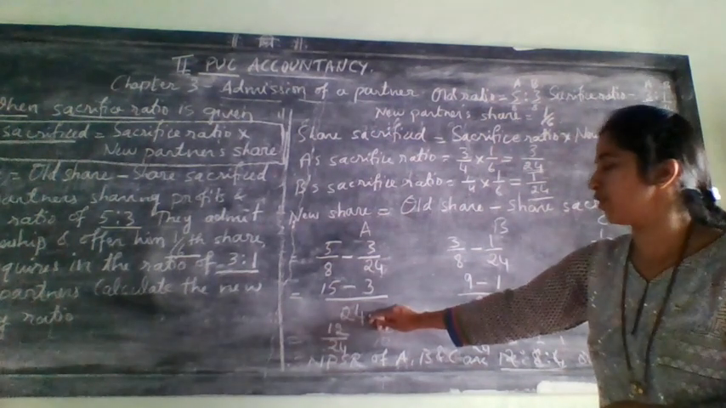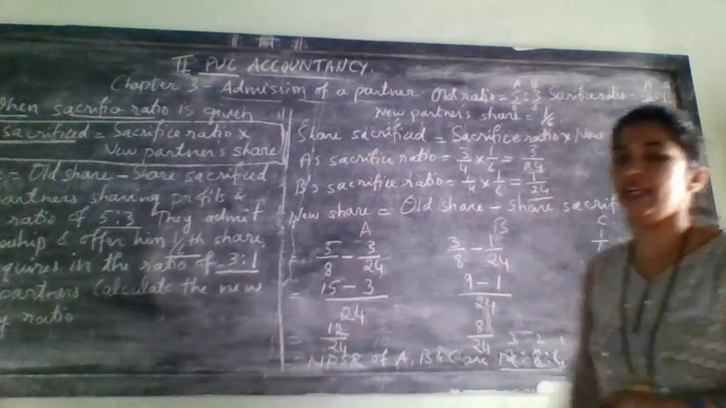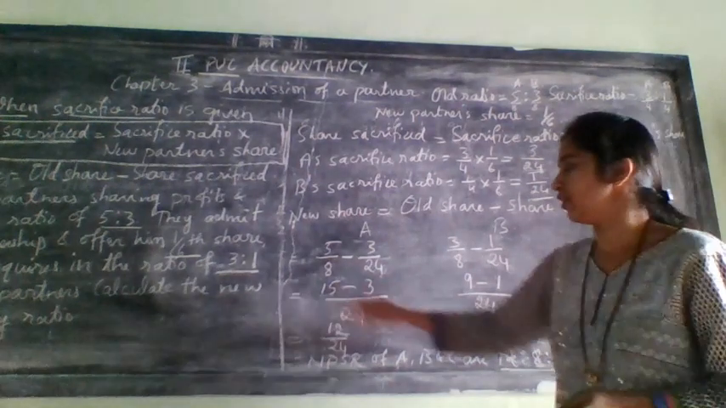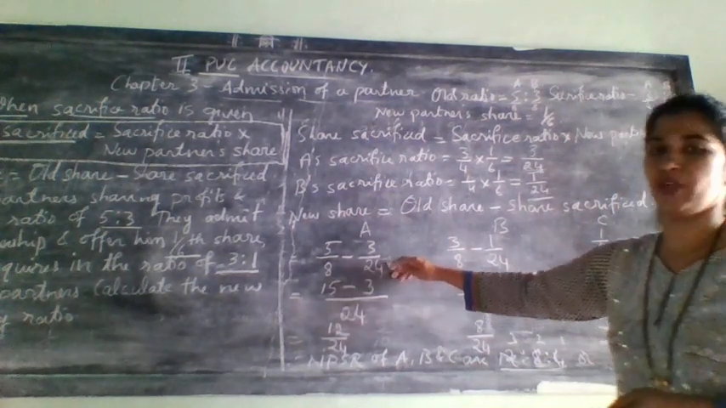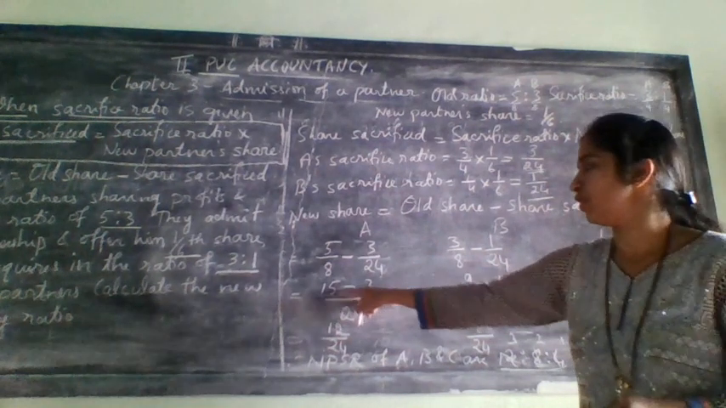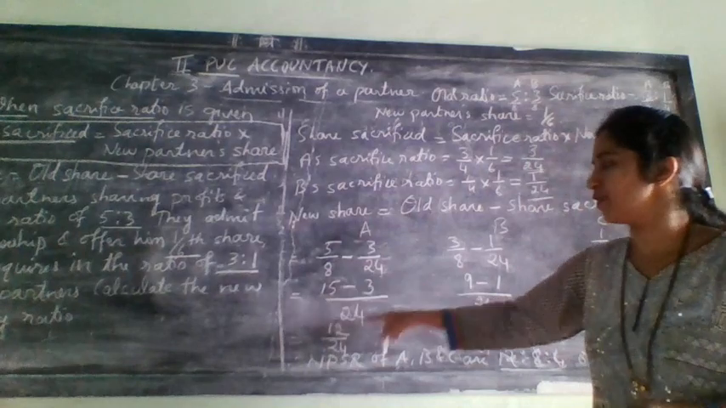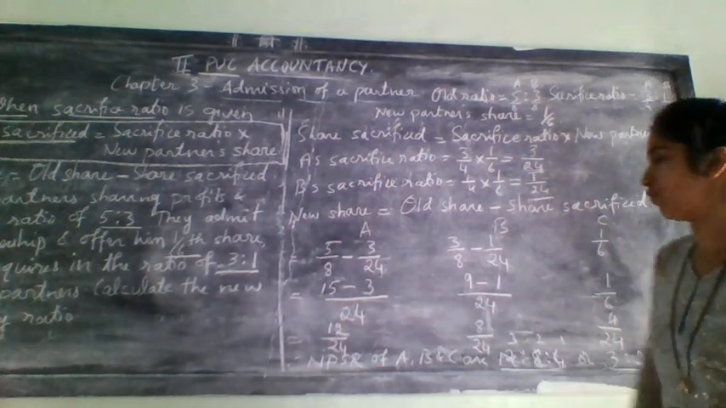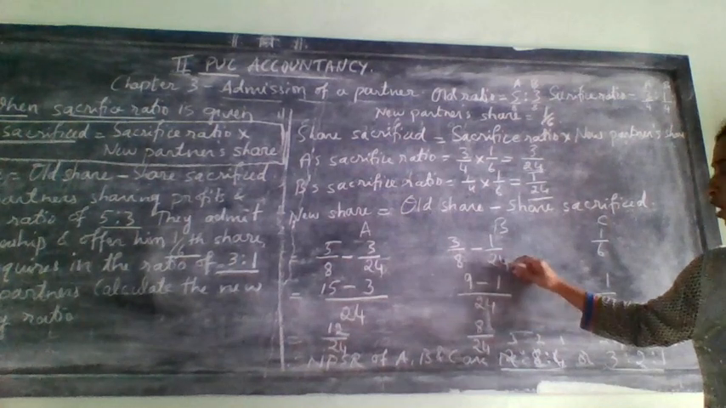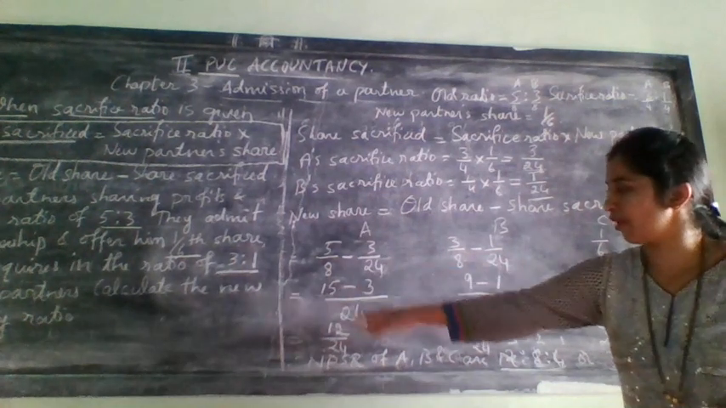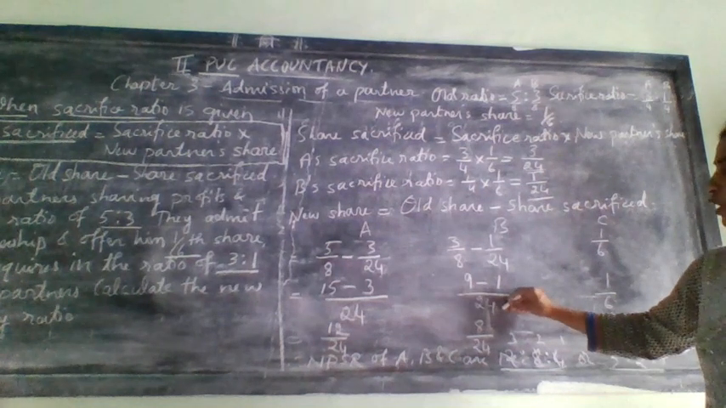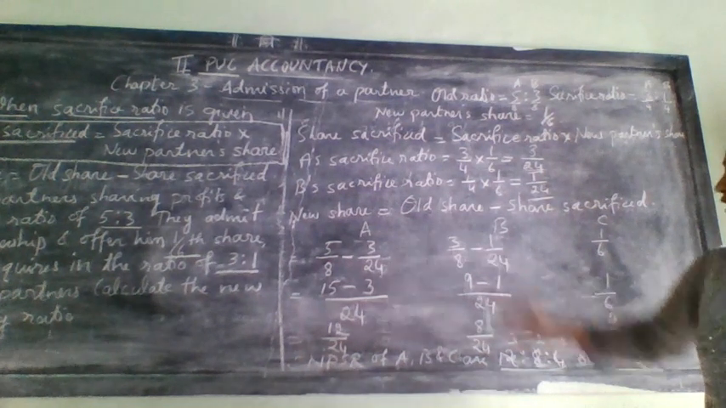So, 24 if you have taken here, 24 divided by 8, it will come how much? 3. 3 5s are 15. Here 24 divided by 24, 1 will come, 1 3s are 3. So, your answer will come 15 minus 3 means it will come 12 by 24. Next, here also 24 is given. So, highest denominator as you have done here. So, you can take directly 24 as a denominator. 24 divided by 8, it will come 3.